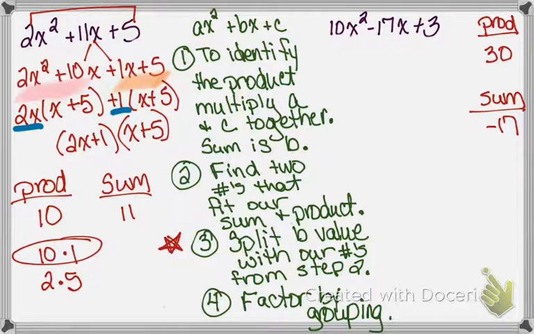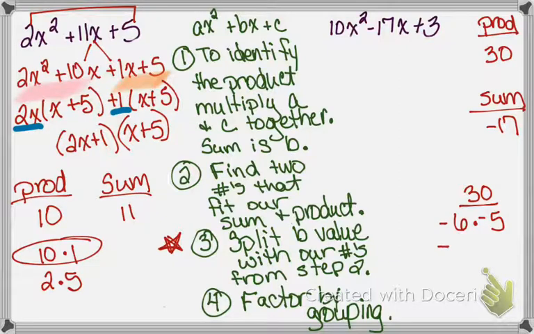They're both negative. Both negative. Okay? So, I'm going to look at some factors of 30. And my numbers are both going to be negative. We already did negative 6 and negative 5. Does that equal negative 17? Nope.